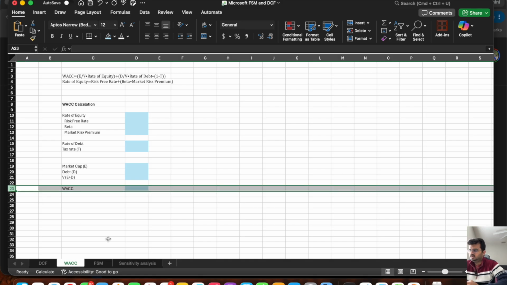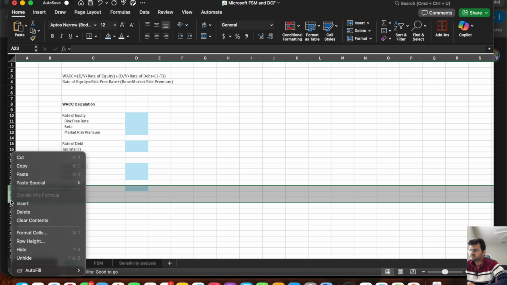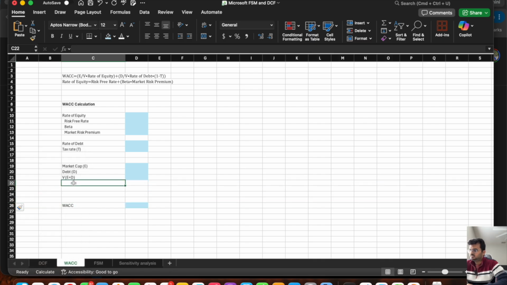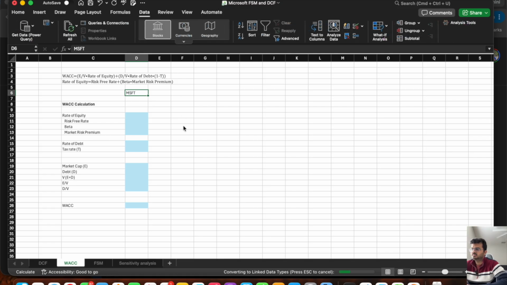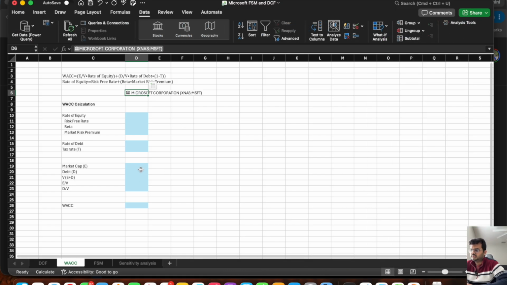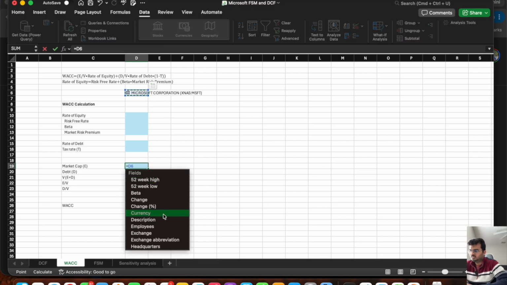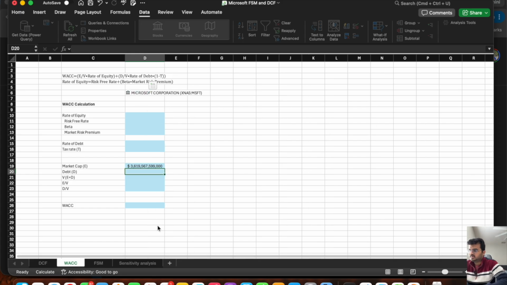Or even before that, we might need one more thing. I will do it this way: first is E by V, and then D by V. We'll start with these four or five components because I feel this is the simplest to get. Market cap, either you can Google it and get the market cap as of the day you are doing the valuation, but what I would do is a simpler way. I will use the Excel function to get the market cap as of today. Select this, go here, and type in market cap.